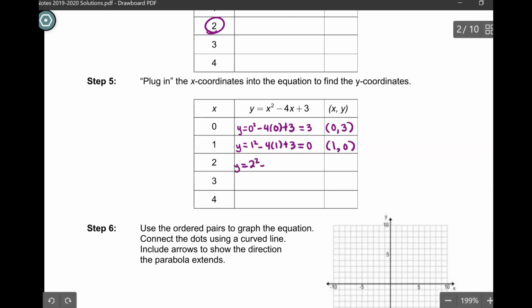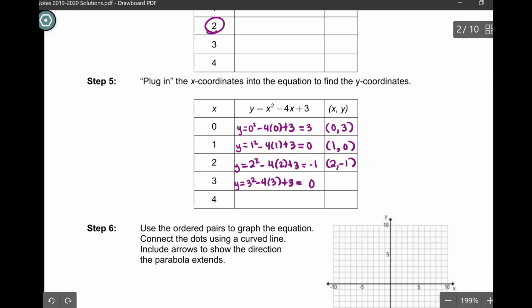We have 2 squared minus 4 times 2 plus 3. Again, I'm just plugging into that function above. So 2 squared minus 4 times 2 plus 3 gives me a negative 1. So 2, negative 1. Here, 3 squared minus 4 times 3 plus 3. So that's going to be 9 minus 12 plus 3, which is 0.